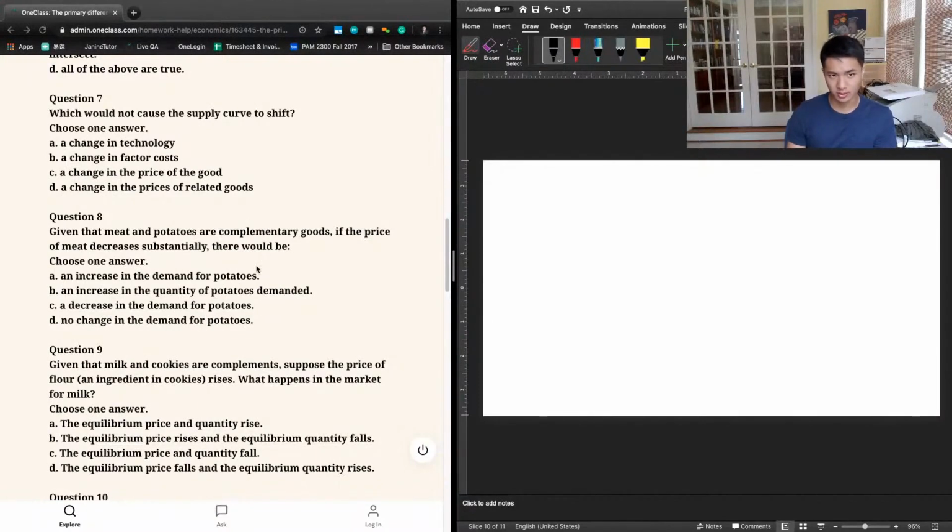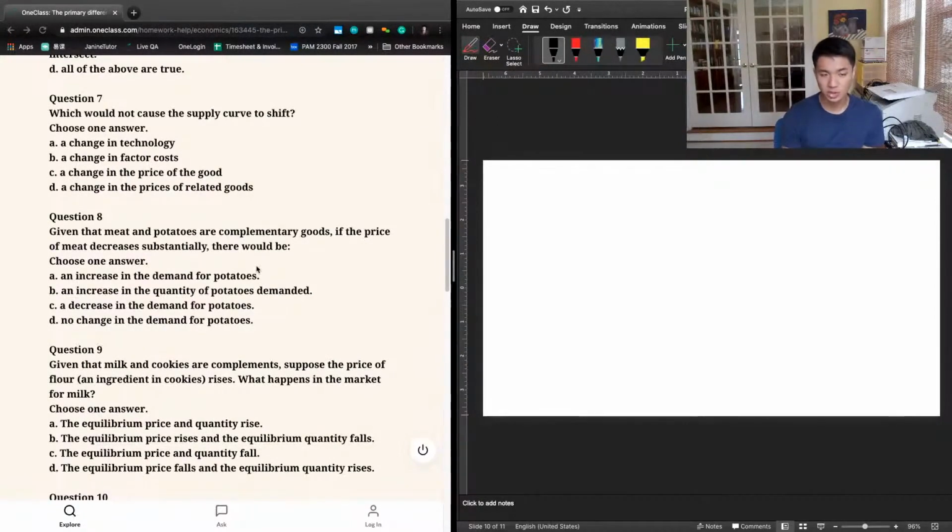B says a change in factor costs. Again, this is going to be a supply determinant as well. If your factor costs are going up, your supply curve shifts left. If the factor costs go down, then the supply curve shifts right. C says a change in the price of the good. Again, this has nothing to do with shifting the supply curve, right? The supply curve describes the relationship between price and quantity. So if there's a change in price, it simply means that the quantity supplied is going to go up. It has nothing to do with shifting supply for all price levels. So C looks like a good answer.